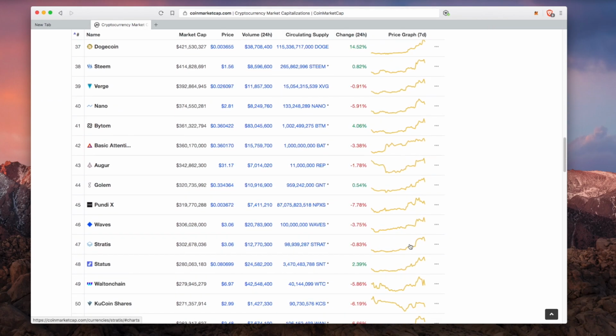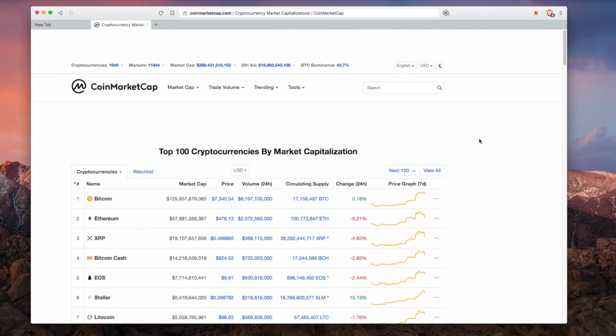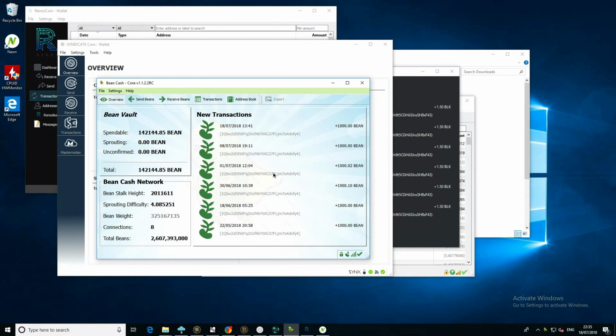I'm going to go and see the wallets now, so let's go do that. Let's have a look at this batch of wallets, and we're looking at Bean Cash. The last episode was on the 4th, so since the 4th we've had two stakes here, which is on the 8th and on the 18th, which is quite nice.